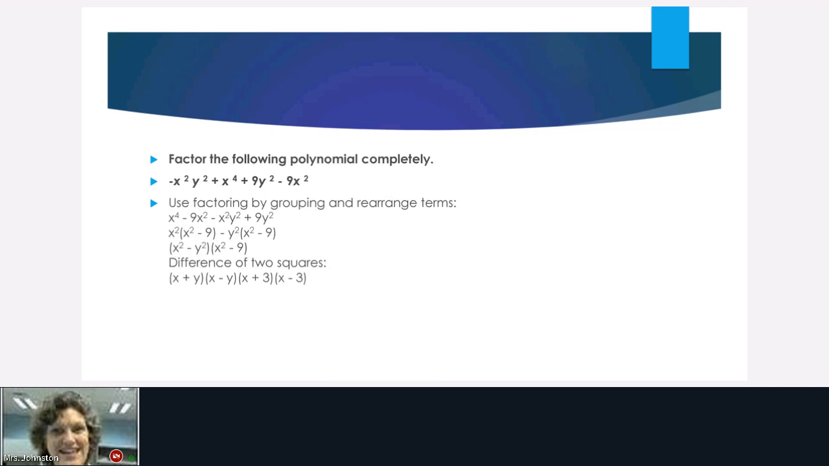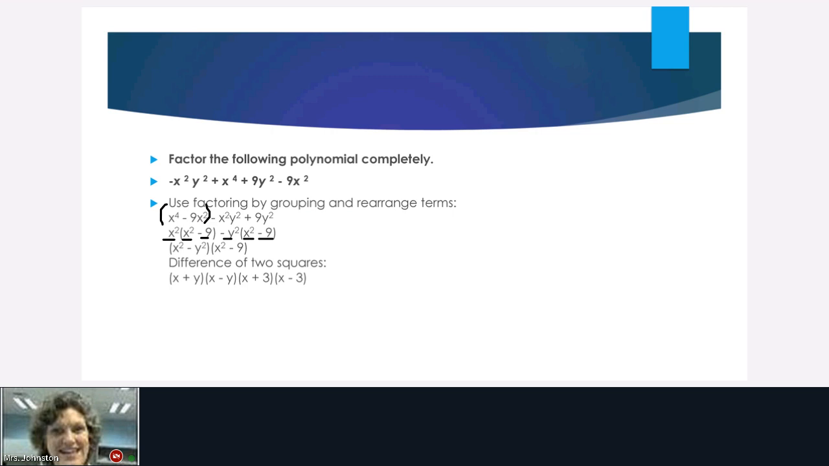Here's a really long polynomial that might look like you can't possibly factor it, but I'm going to try grouping and then rearranging things to see what I come up with. I can immediately see there's an x to the fourth, x squared, and y squared, so I don't have an x squared in every term, but I could take it out of the first 2 terms. So looking at just these first 2, I would take the x squared out, leaving behind x squared minus 9. Then looking at the second 2, they both have a y squared. I can take that out and leave the remainders inside, which also end up being x squared minus 9.